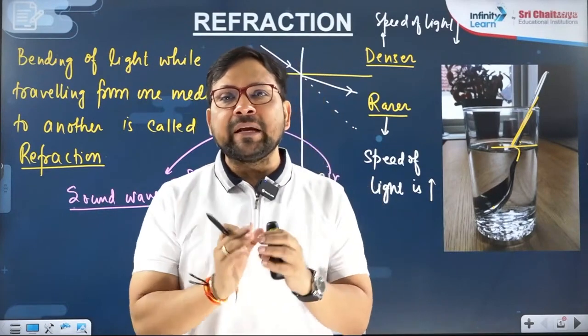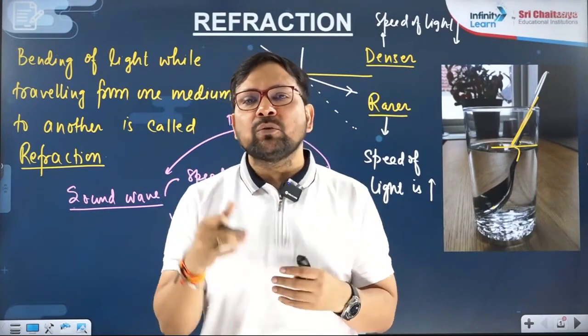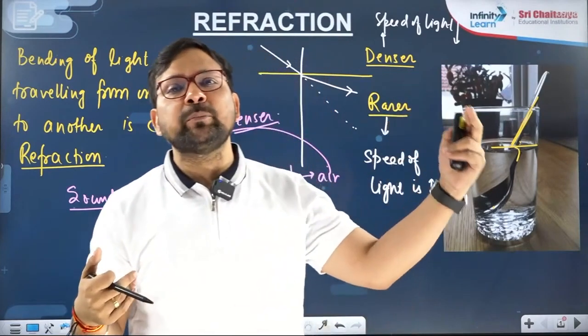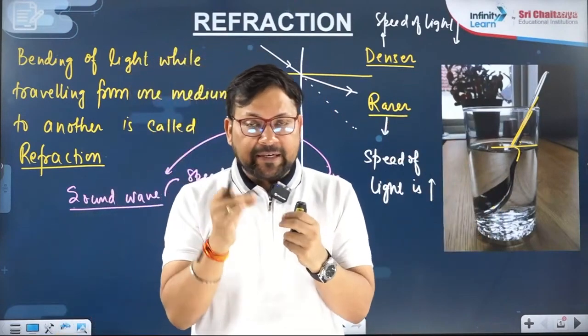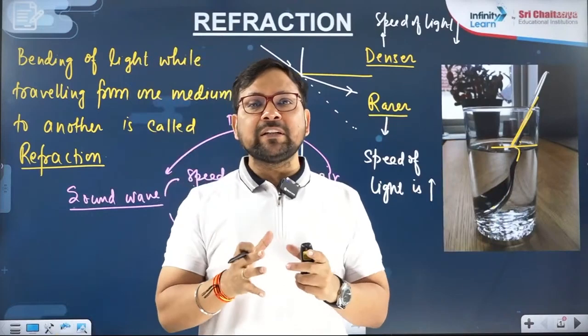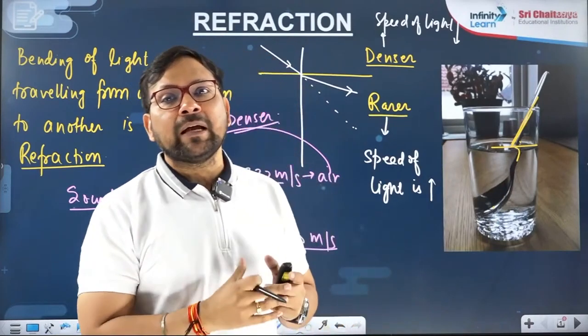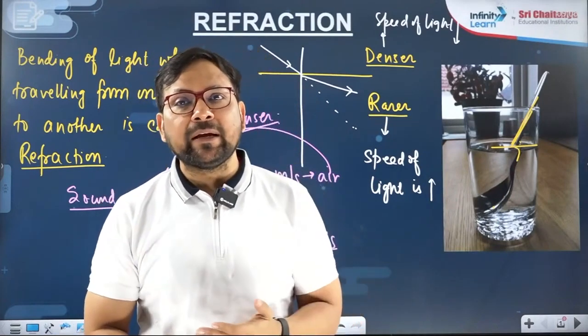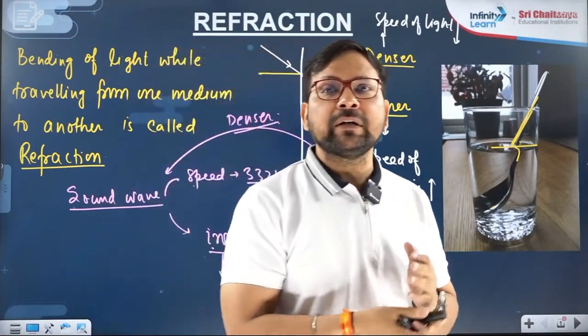Second, I told you that two media are there. One medium will be rarer, one medium will be denser. How will we decide whether it is rarer or denser? We will not see the particle density all the time. That is always decided by the speed. Speed decides rarer or denser.